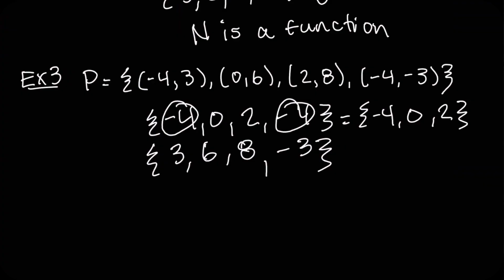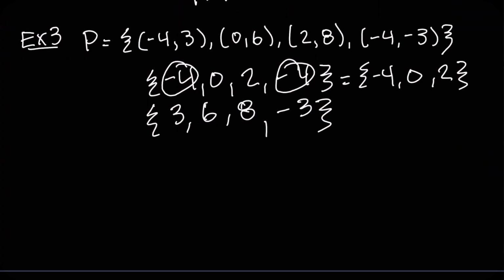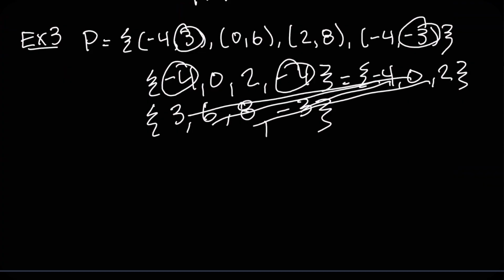And then we can go ahead and map these. So if you notice, the -4 maps to our 3 here and a -3. So we have our x value mapping to 2 y values instead of 1 to 1. Our 0 goes to a 6, and then the 2 is going to the 8. So this one's actually not a function because this -4 is going to the 3 and the -4 is going to the -3. So we can say p is not a function.